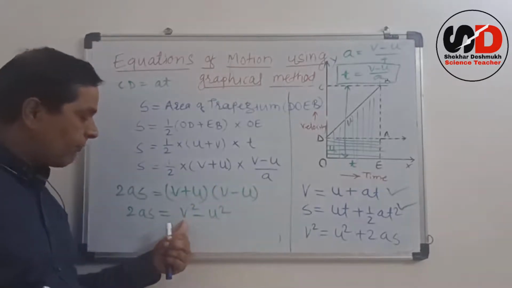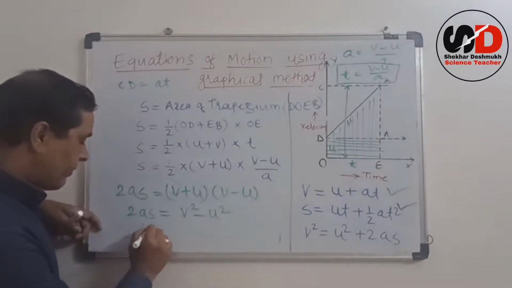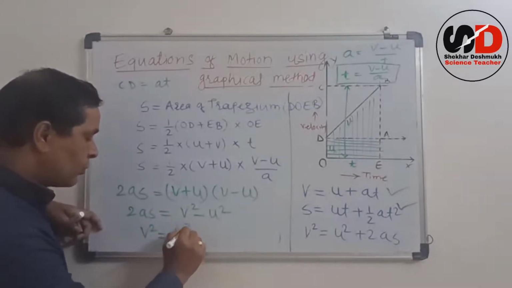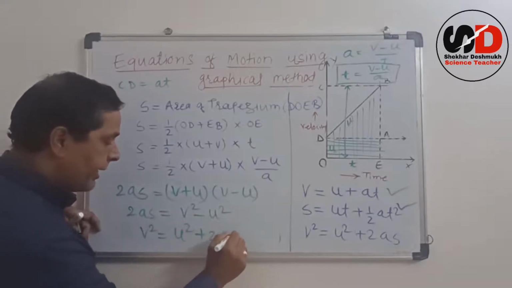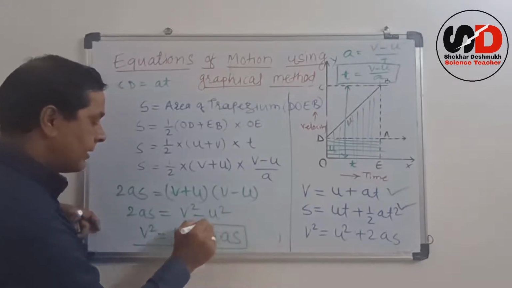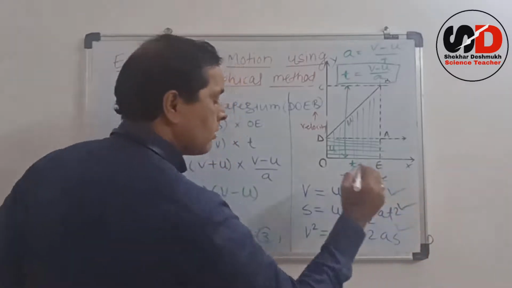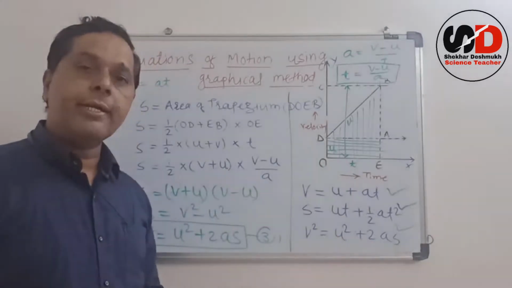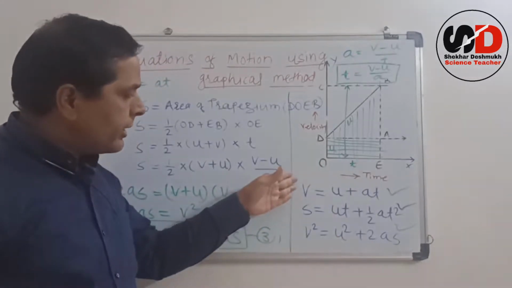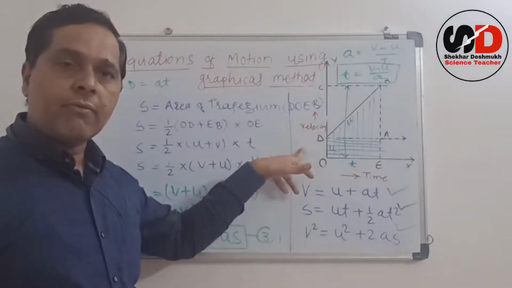So what is the value of V square here then? हे U square इकडे घ्यायचा. So V square is equal to U square, हे प्लस झालं, plus 2AS, and this is nothing but our third equation of motion. V square is equal to U square plus 2AS. So in this way we can prove these equations by using a graph.